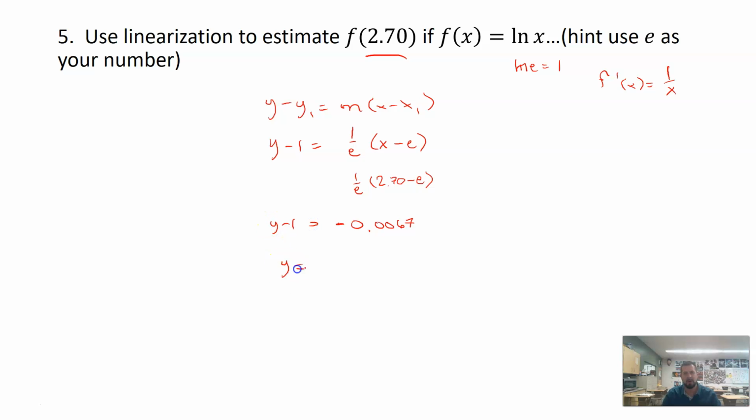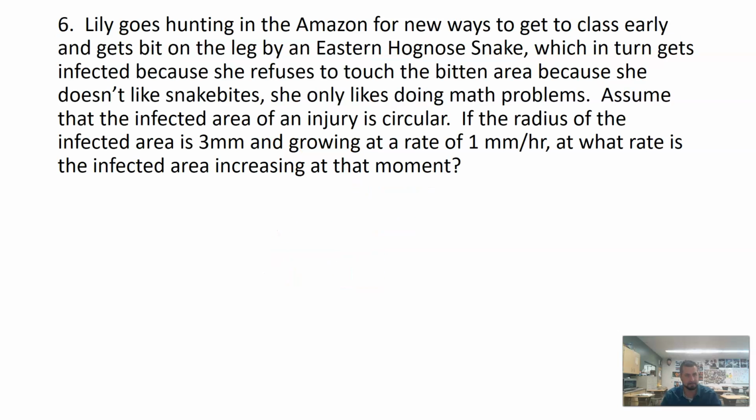So I add the 1 over to the other side. When I do that, I get 0.9933, which again, I know that's not normally how linearizations work because you're supposed to be able to do it without a calculator, but we had to use it in this instance. So hopefully, again, that one makes sense on how we got that answer.